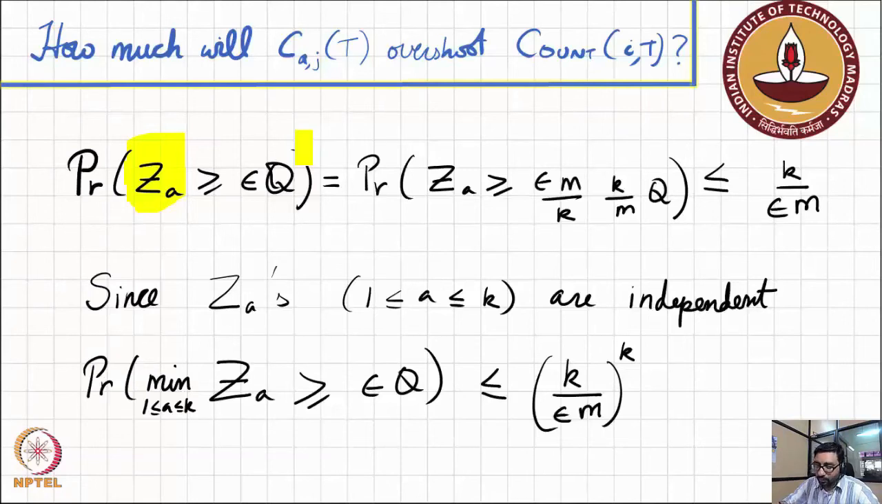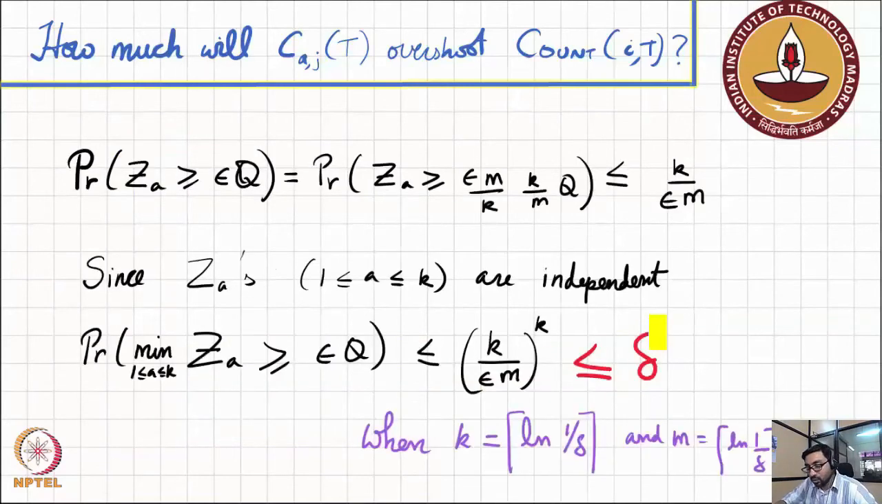So instead of that event, we instead bound the probability of all of them, the bad situation where all of them exceed epsilon q, and that's given by this event over here. The minimum over all ZAs is still larger than epsilon q, so all of them had to exceed epsilon q. Because of the independence of the ZAs, we can upper bound this by k over epsilon m. That's for one of the ZAs, the whole raised to the k for all ZAs.